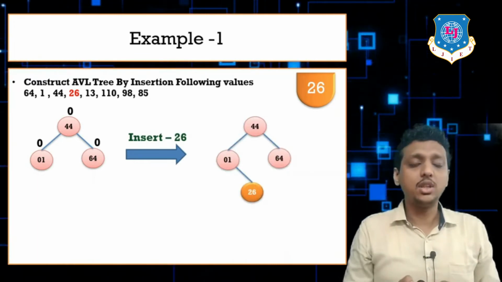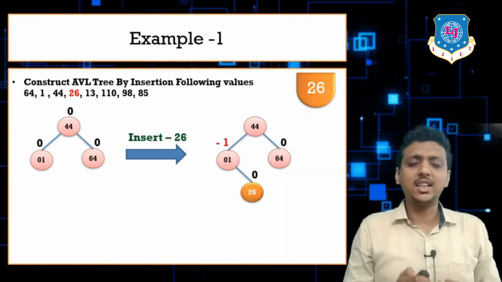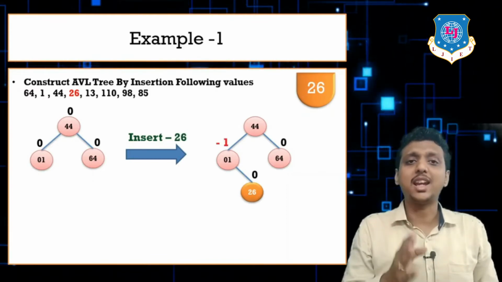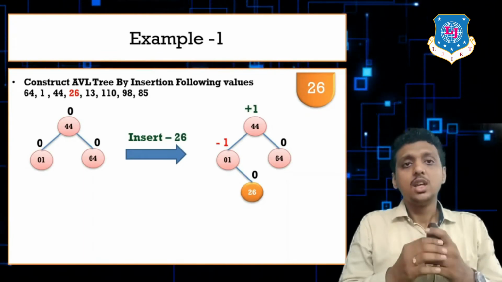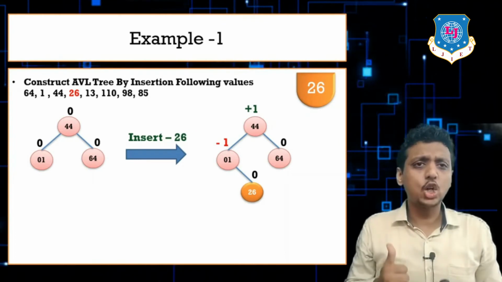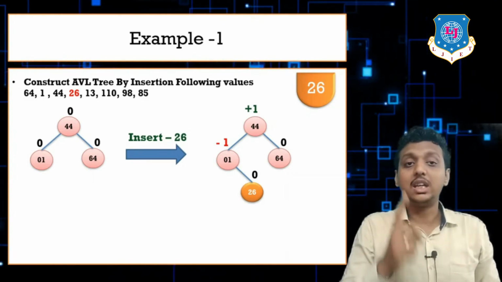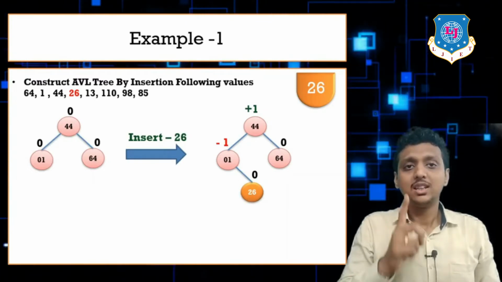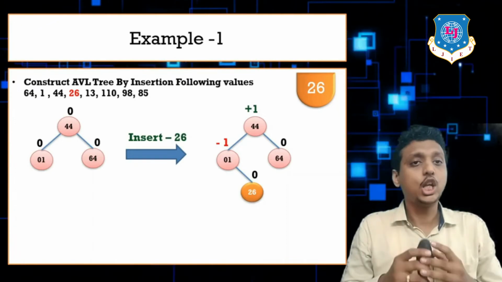Now just write down the balancing factor. All leaf nodes contain 0, 1 contains minus 1 because it becomes right heavy, and 44 becomes plus 1. So here after inserting 26, students, is the tree balanced or not? Just check it out. Yes, the tree is balanced because there are no nodes violating the AVL tree rule.